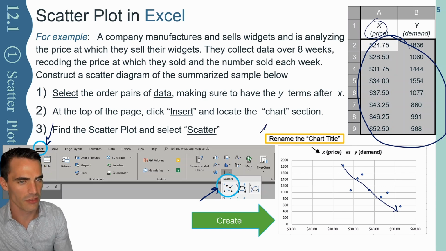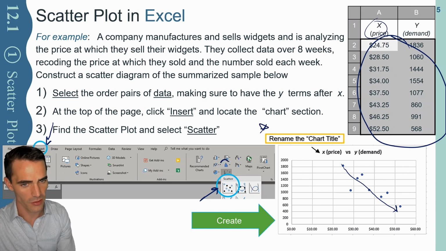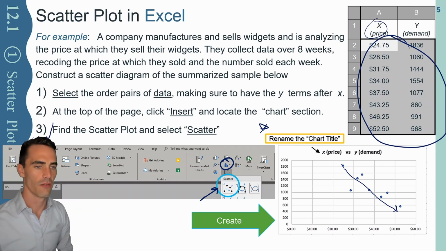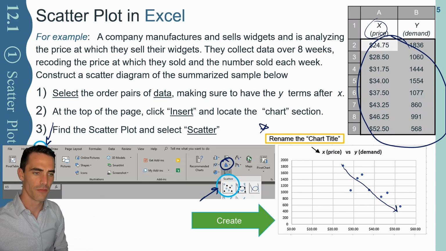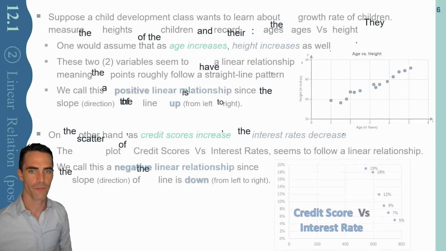The one thing that you'll need to note here is that whenever you generate these scatter plots, just like when we talked about generating histograms and bar graphs, we have to change the title of our chart. The default is just "chart title." That's not very helpful. Let's investigate this positive and negative business I'm talking about here.